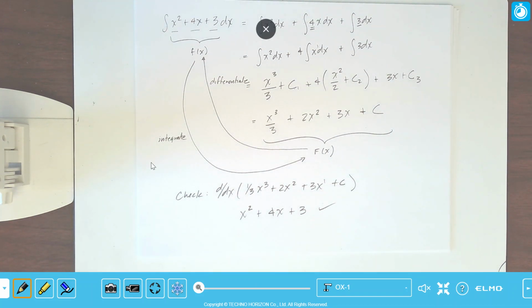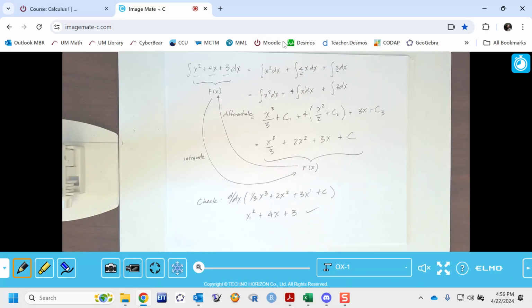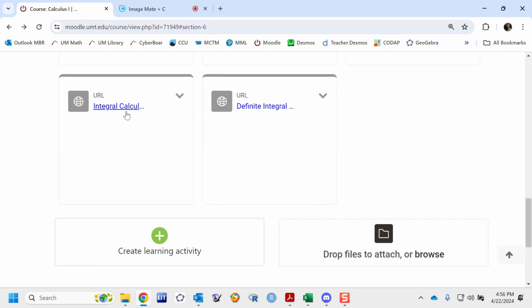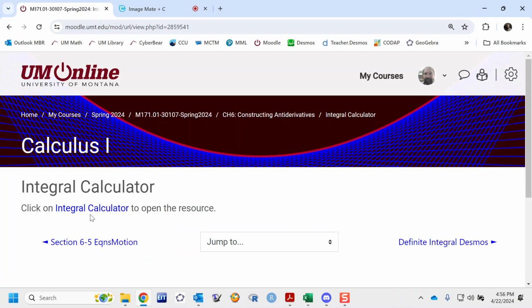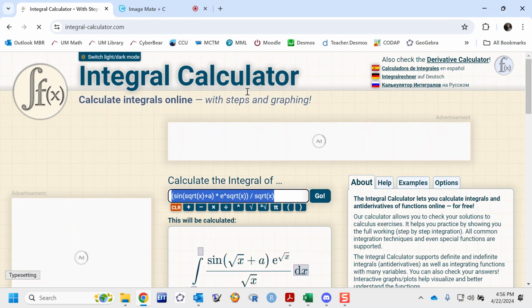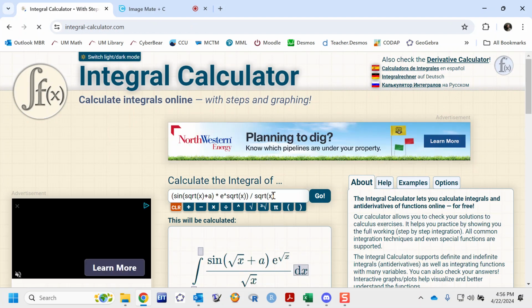One of the things I was going to tell you about is that if we go to our calculus course in section 6 under antiderivatives, I have a couple places where you can check things. One is this nice site called the integral calculator, and if you've used the derivative calculator, you'll recognize it looks a lot like it.